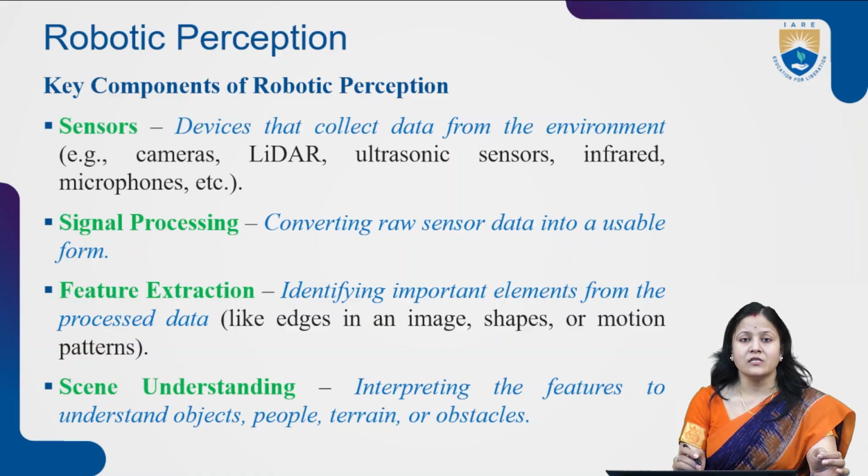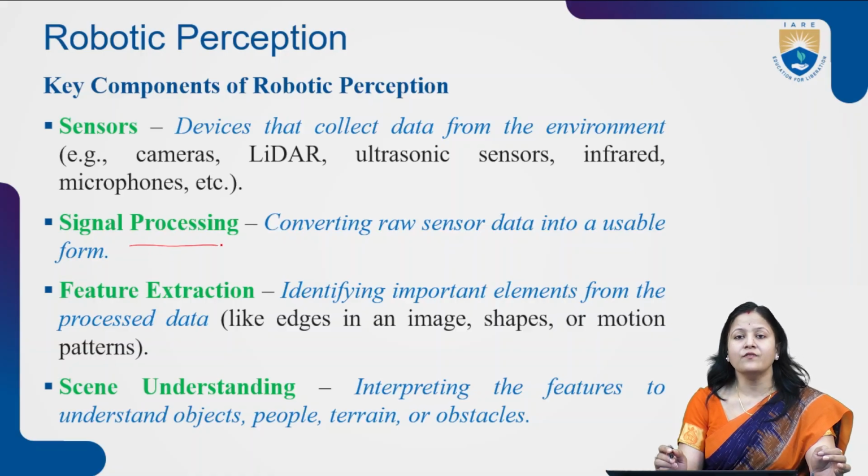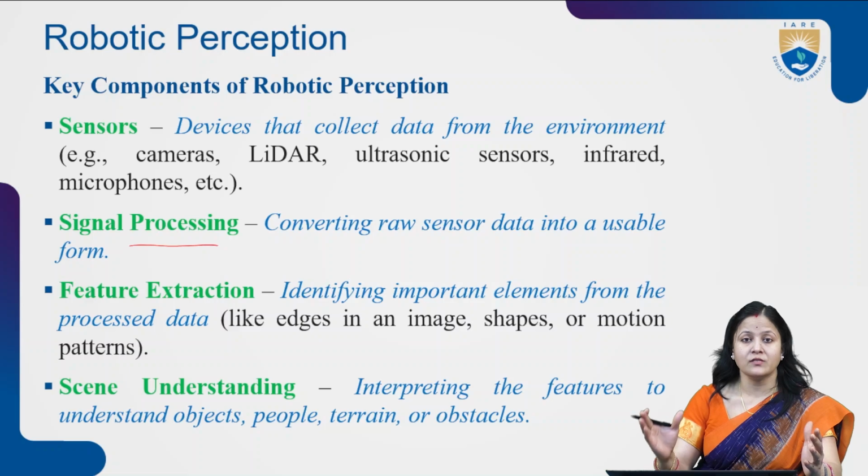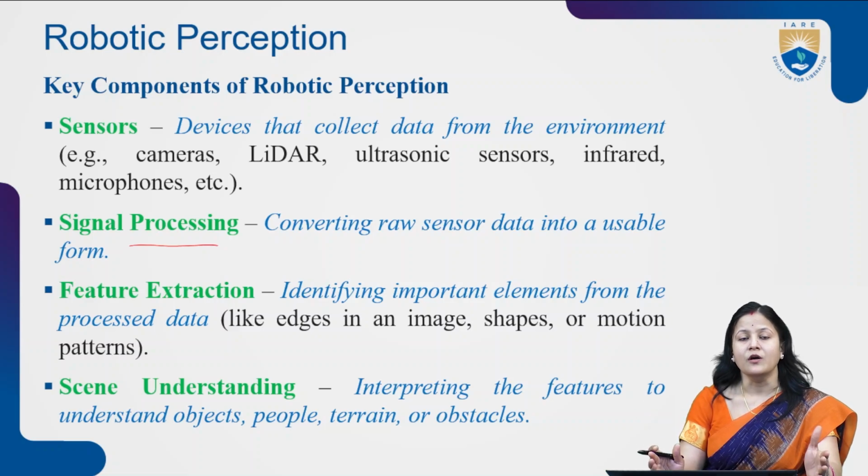Then signal processing. Signal processing means converting the raw sensor data into a usable format. Though data will be received by the sensors, the raw data which is in analog format cannot be represented or understood by the central processing unit of the system or the robot.